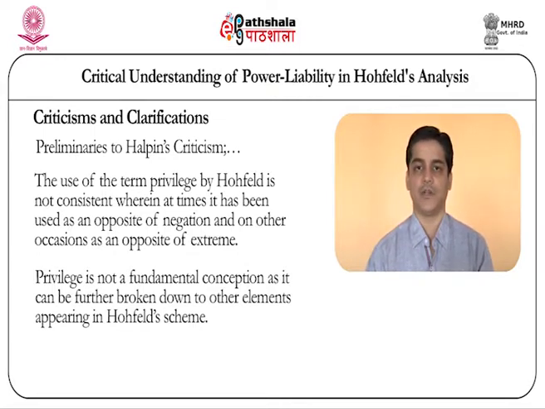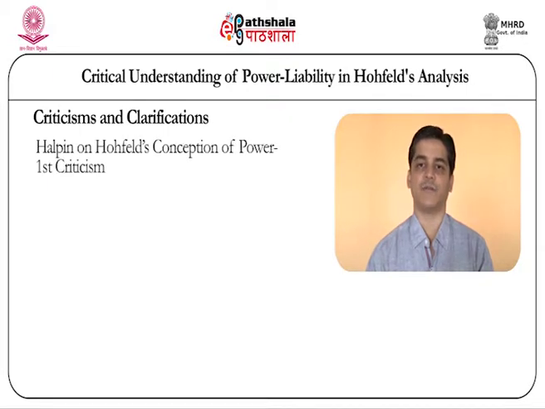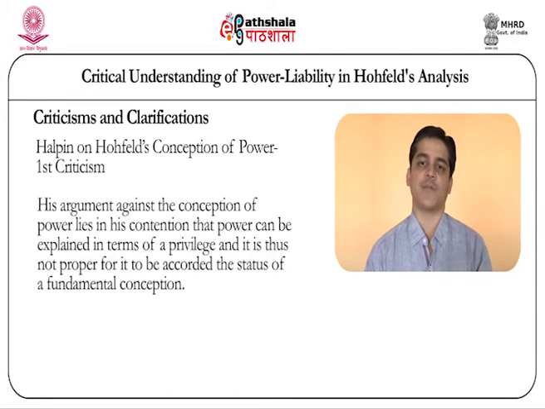If it can be shown that they are not different but they are the same, then the whole structure proposed by Hohfeld falls apart. Once we have understood this, we can come to the direct criticism made by Halpin against the power liability relation proposed by Hohfeld. The primary problem that Halpin has against the proposition of power is that it can be expressed in terms of a privilege, and because it can be expressed in terms of a privilege, it is not a separate element, it cannot be a separate legal relation.